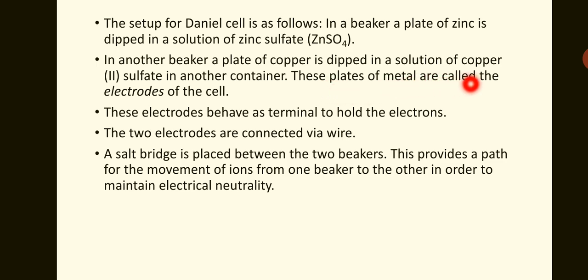These plates of metal are called the electrodes of the cell. These electrodes behave as terminals to hold the electrons. The two electrodes are connected via a wire. In between we can connect a voltmeter or ammeter, and a salt bridge is placed between the two beakers. What is the function of the salt bridge? It provides a path or channel for the movement of ions from one beaker to the other in order to maintain electrical neutrality.